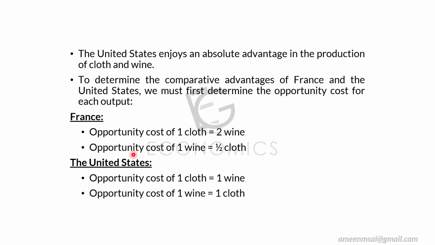Okay, now let's come to the production of wine. In France, the opportunity cost of producing one wine is half a cloth, but in United States the opportunity cost of producing one wine is one cloth. So the opportunity cost of producing wine is less in France. Hope the concept is clear. When we are considering absolute cost advantage, USA will be producing both these commodities, but comparatively USA has lesser opportunity cost in producing cloth, and France has lesser opportunity cost in producing wine.